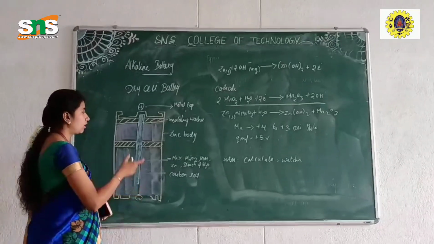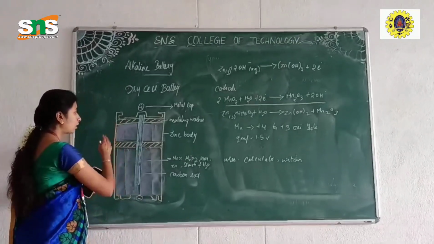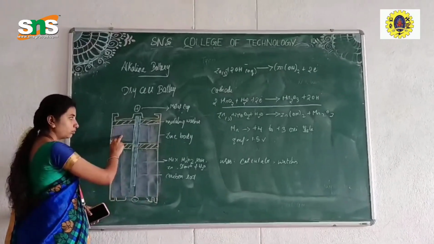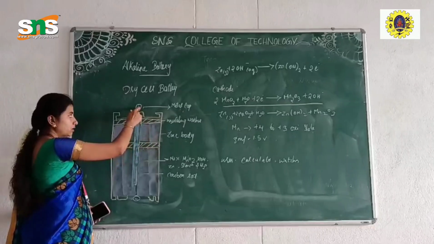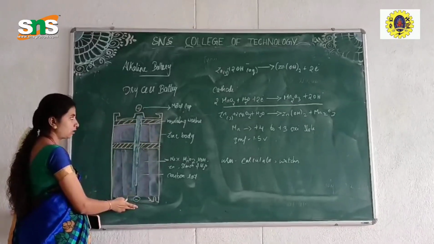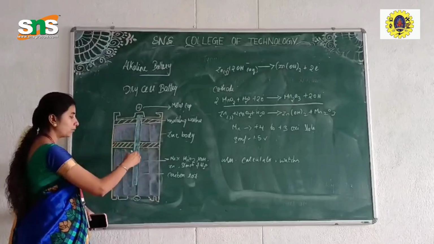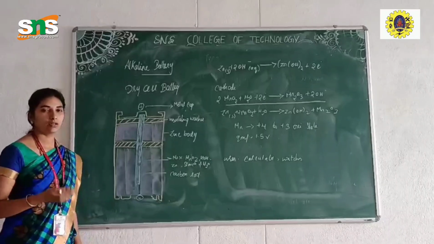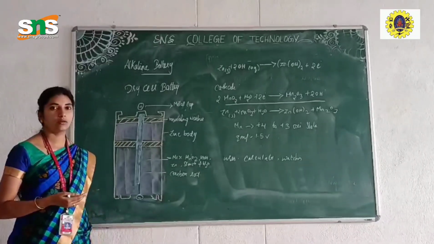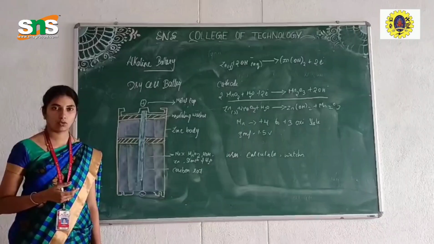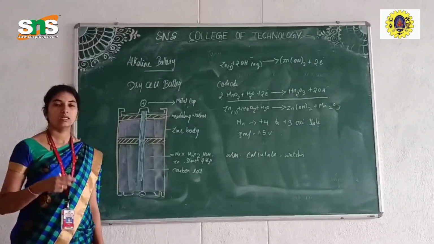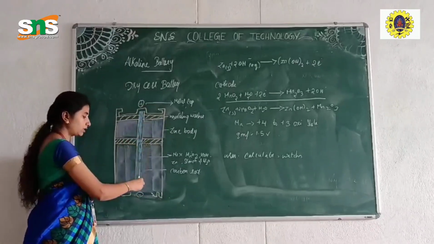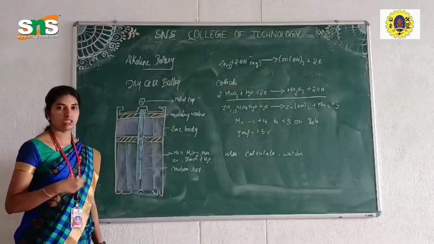The working of this battery is as follows. The total body is the zinc body, and from the two sides the positive and negative terminals are connected to the battery. The remaining portion is filled with the electrolyte, a mixture of manganese oxide and potassium hydroxide in the form of a paste using starch and water. The center is filled by the graphite rod, that is, a carbon rod, which acts as the positive terminal.